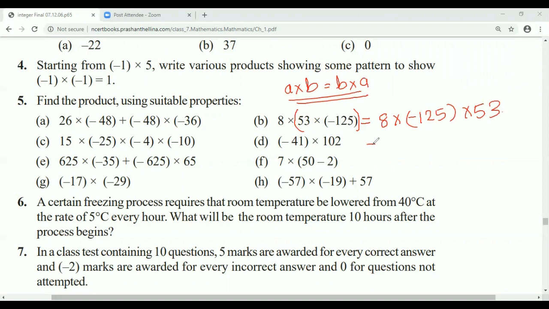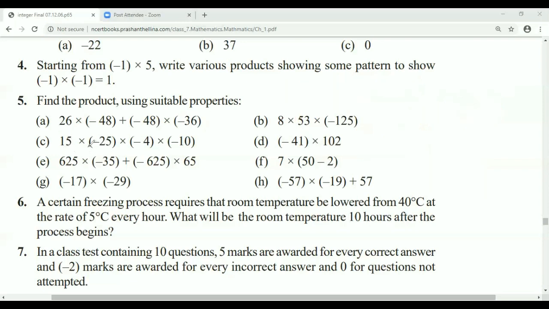Next I am multiplying 8 into 125. I will get a rounded figure while multiplying this, that is 1000. One number is negative, so the answer is negative 1000 into 53. Multiplying with 1000 is very easy. I can write 53,000. One number is negative, so I put negative. So negative 53,000 is the answer. I can easily multiply using this property.